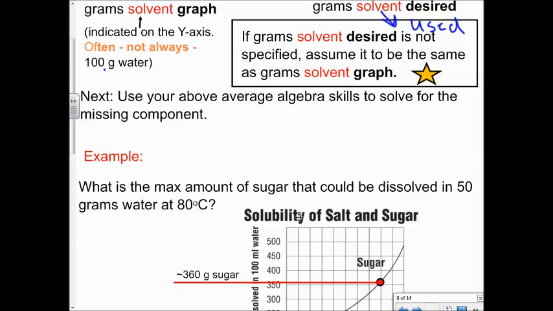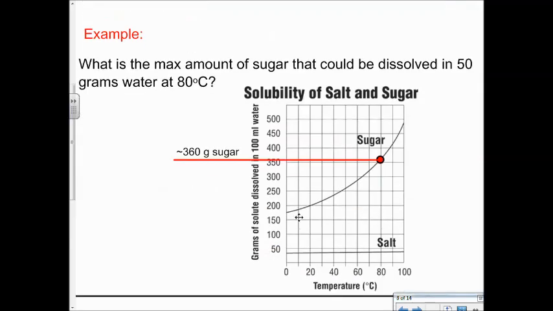So here's an example. What is the maximum amount of sugar that could be dissolved in 50 grams of water at 80 degrees Celsius? So we look at our graph and we notice that all of these values are per 100 milliliters, or 100 mL of water is also the same as 100 grams of water. So all of these values are per 100 mL of water.